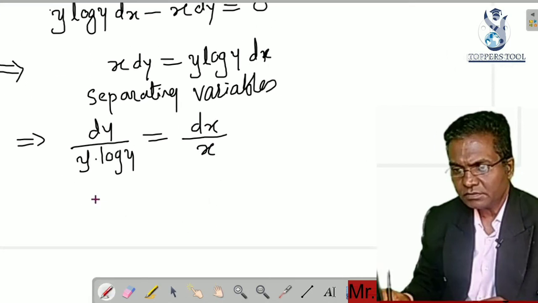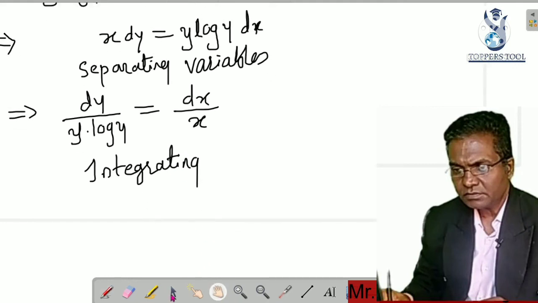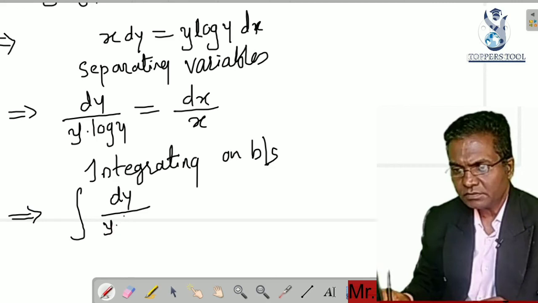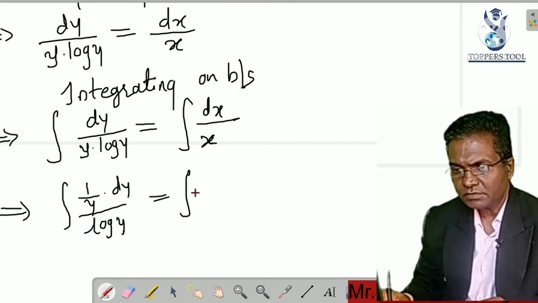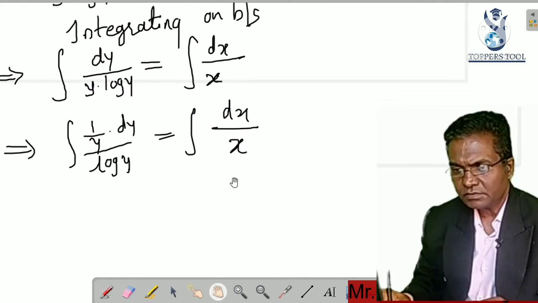Okay, once the variables get separated, next is integrating on both sides. Integration of dy by y into log y is equals to integration of dx by x. Just make one small arrangement here. This 1 by y I can write in this form. I hope you agree. This y in the denominator I can write as 1 by y divided by log y, which is the same as this, is equals to integration of dx by x.